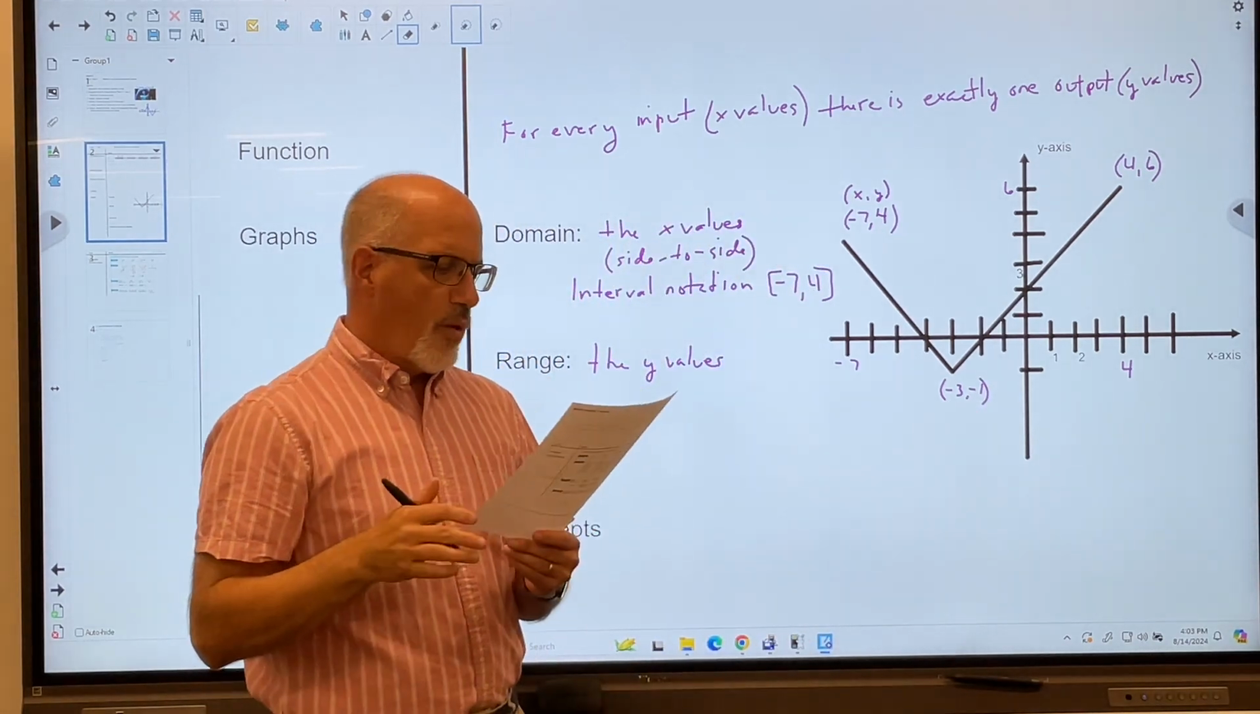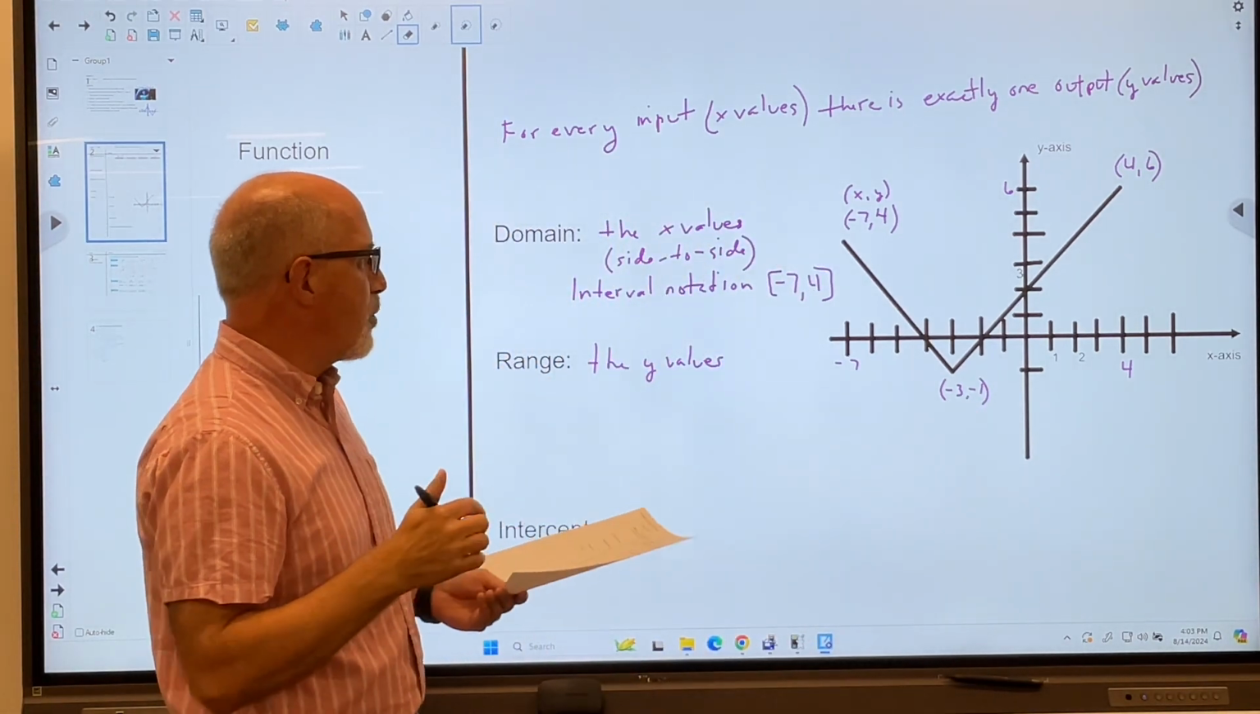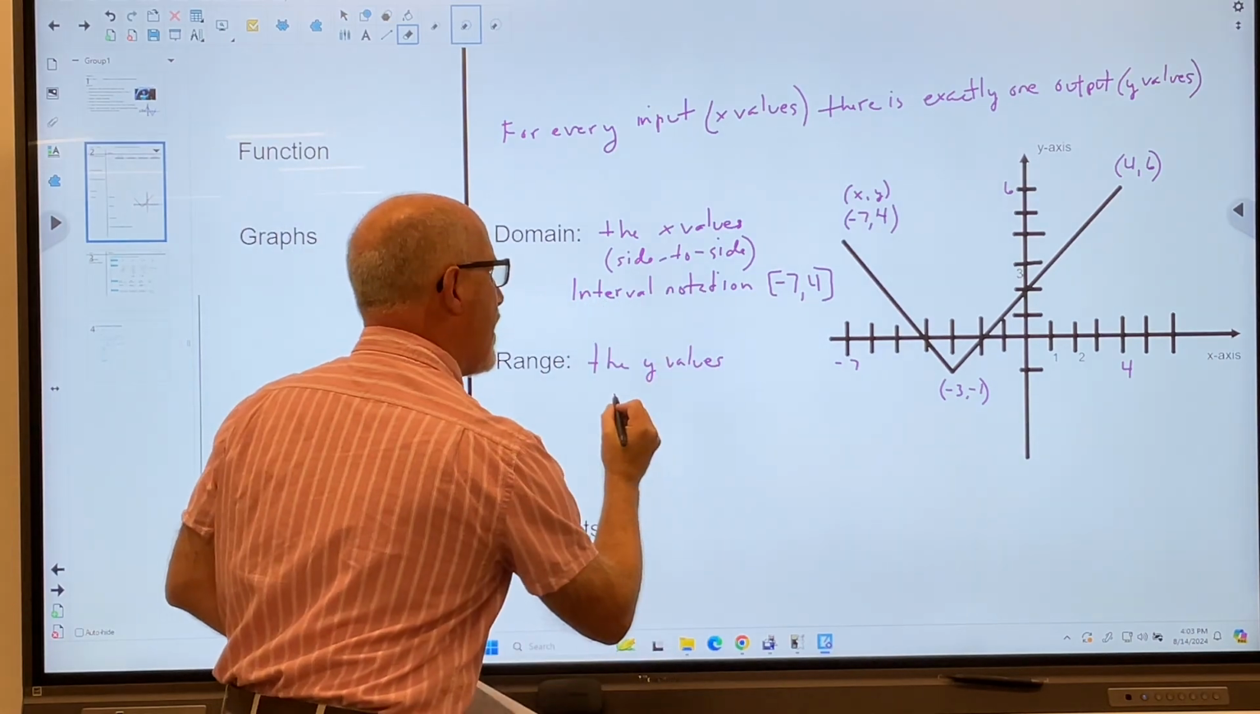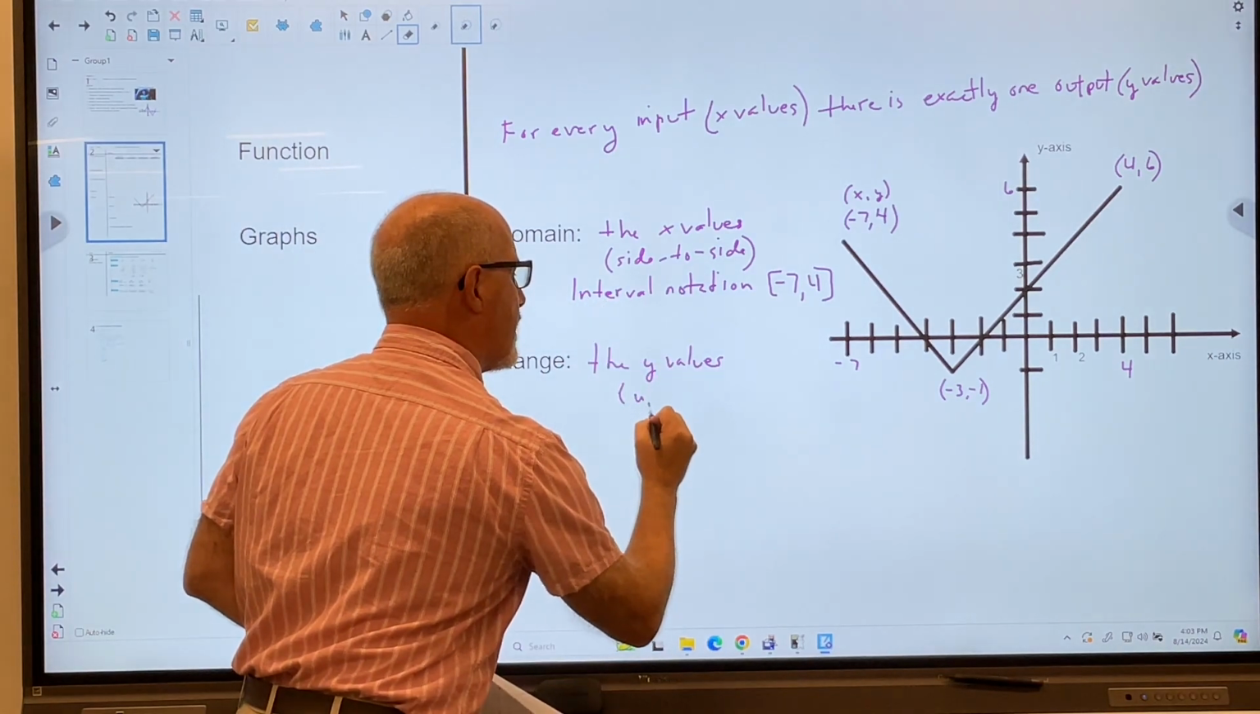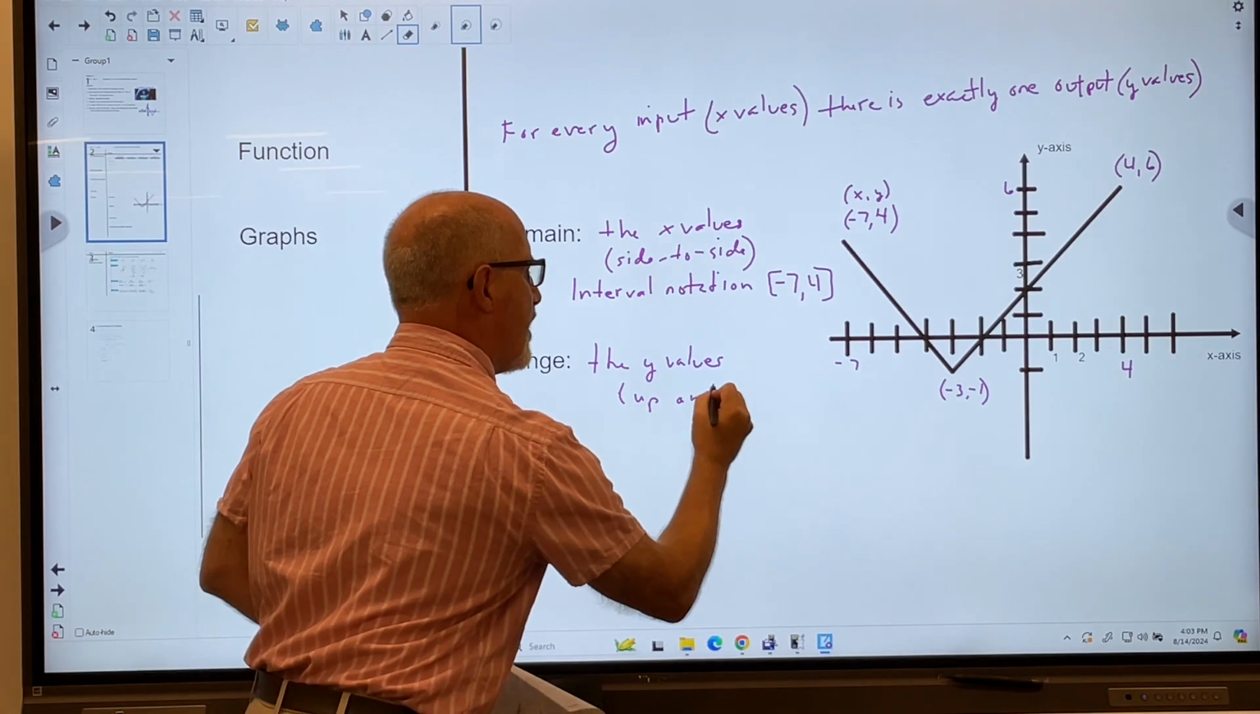Now, let's go ahead and talk about the range. The range are what happens up and down. So this is up and down.